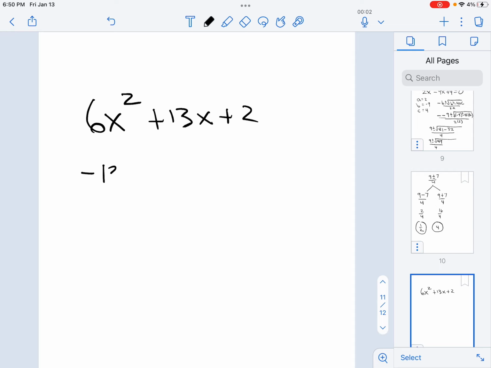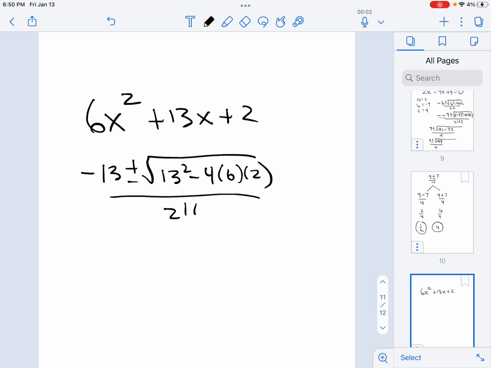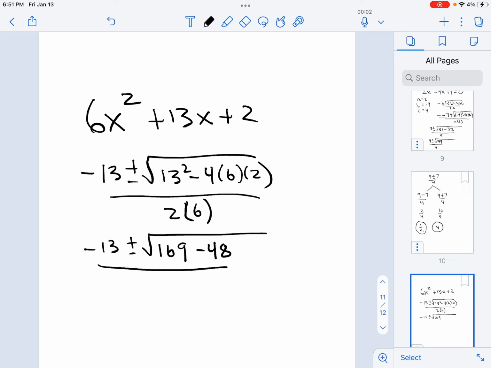So negative b plus or minus the square root of b squared minus 4ac all divided by 2a. So negative b, 13 squared is 169. 4 times 6 is 24. 24 times 2 is 48. All over 12. Negative 13 plus or minus, that's going to be 121 all over 12.